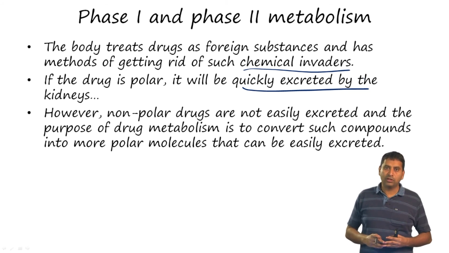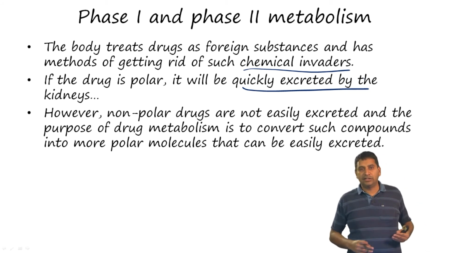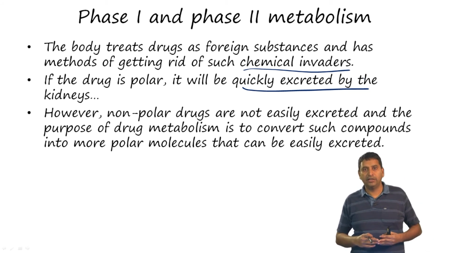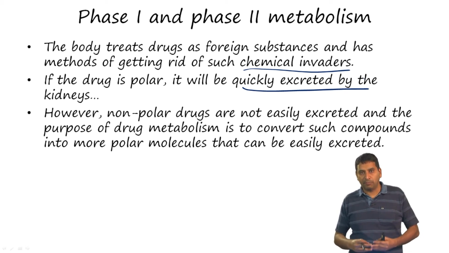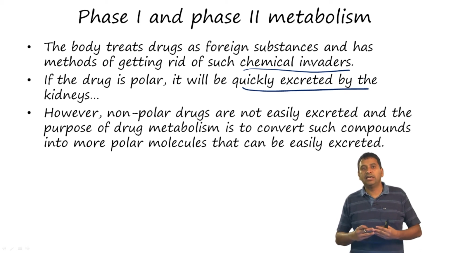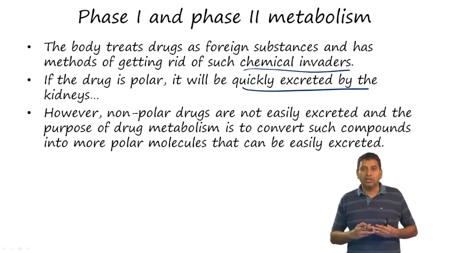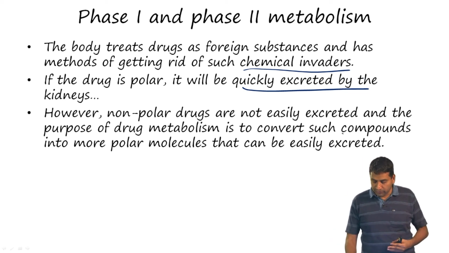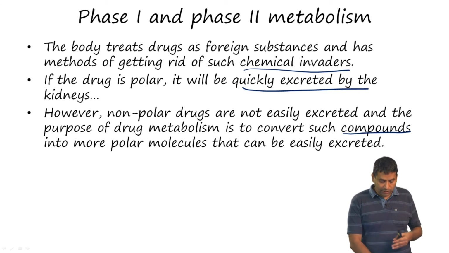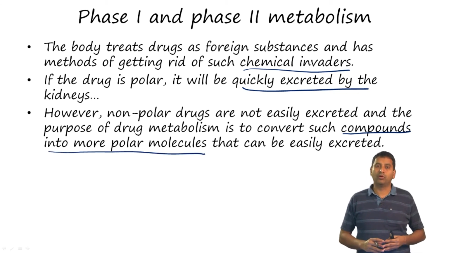But if it is not, then it is not easily excreted through the kidney, and it is here that drug metabolism occurs, where the fundamental reactions that happen invariably increase the polarity of the drug. So, the compound that is present inside our body is made into more polar molecules, so that they can be easily excreted.